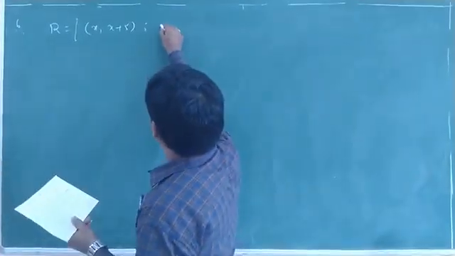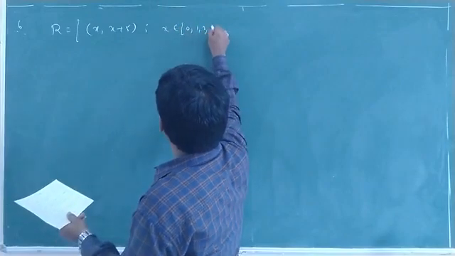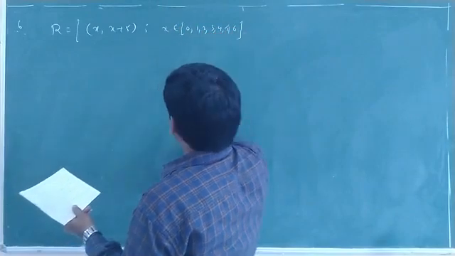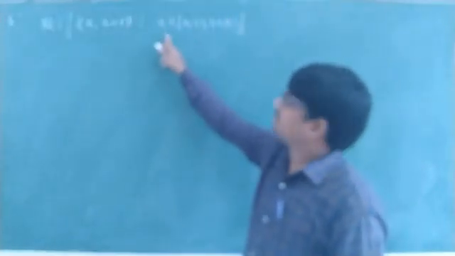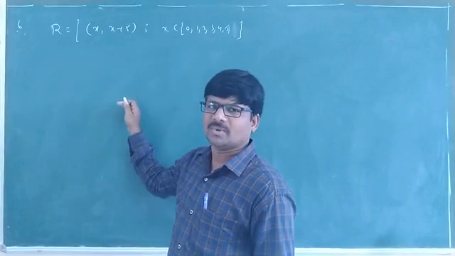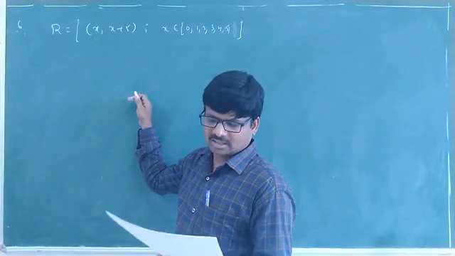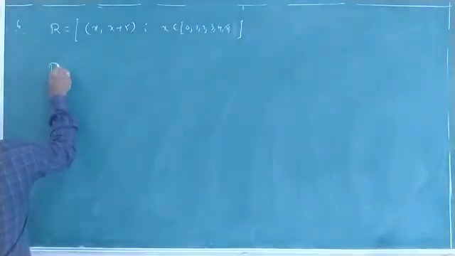Here x belongs to what is given? x belongs to 0, 1, 2, 3, 4, 5 only. That means the x values you have to take are 0, 1, 2, 3, 4, 5. If you substitute the x values here, you will get the y values, and you will get the roster form. Whenever you get the roster form, you can write the domain and range.